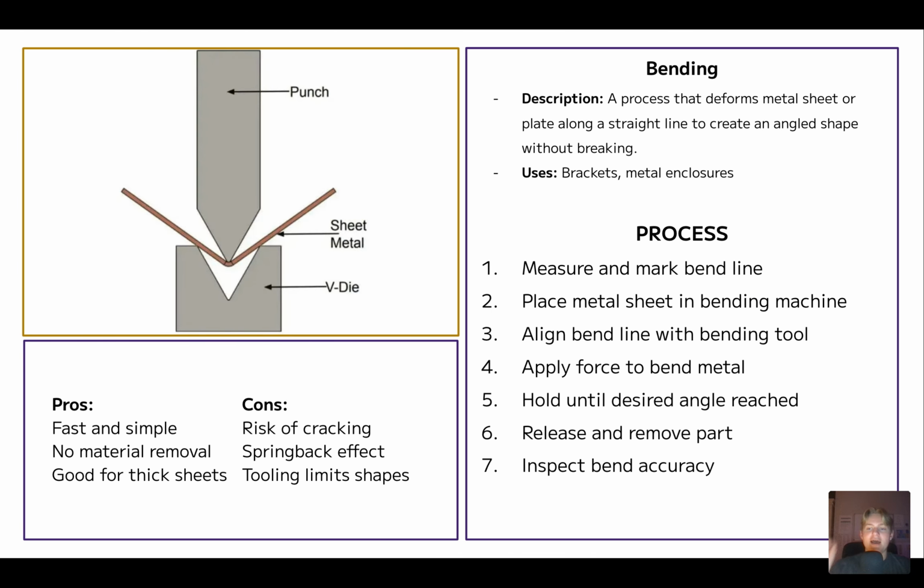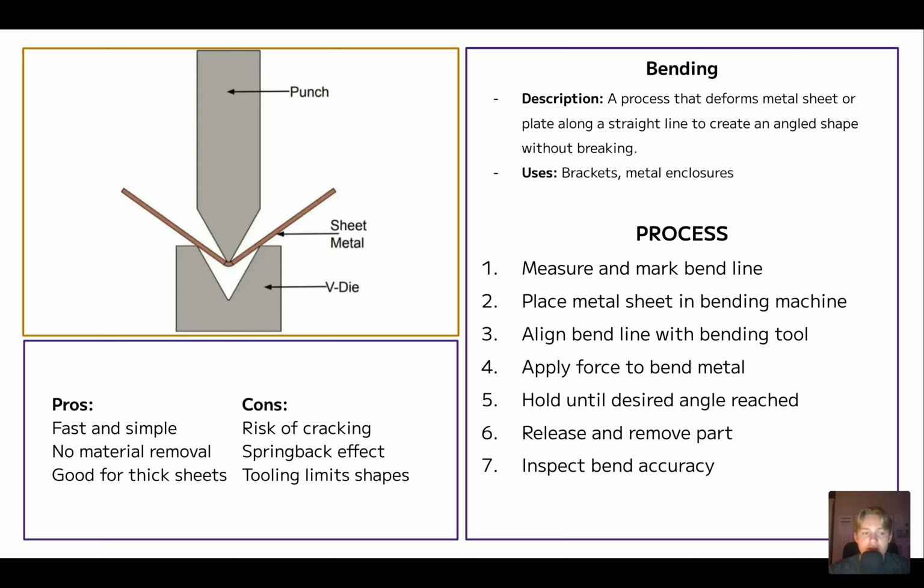So next we're going to look at the bending process, which we've already looked at, but in this one we're looking at metal bending specifically. It can best be described as a process that deforms a metal sheet or plate along a straight line to create an angle shape without breaking. So the uses of this would be to create brackets, like a right angle bracket for a shelf, or to create metal enclosures, or as I mentioned earlier, like a metal lid.